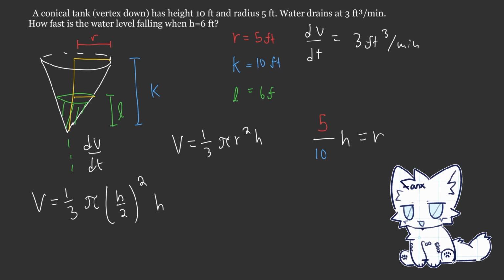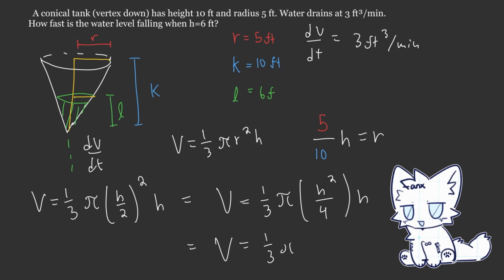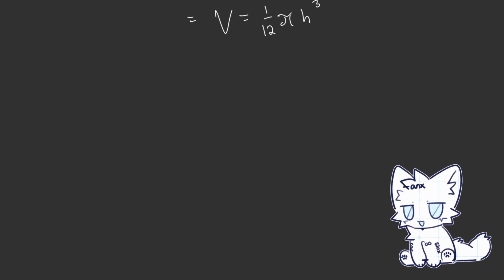Now, if we simplify this, V is equal to 1/3 pi times h squared over 4 times h, and this is equal to 1/3 pi, or let's do 1/12 pi times h cubed. And then now, this is the formula you want to find the derivative of with respect to time.